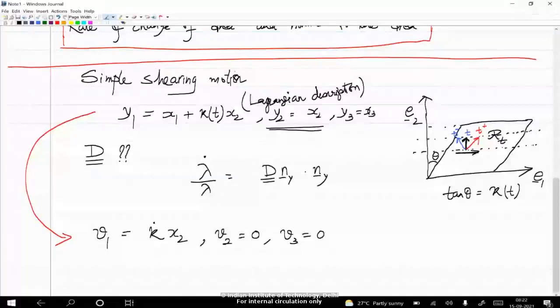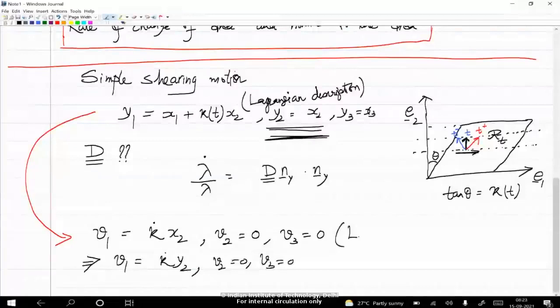So how do I make it Eulerian? You see that y2 is same as x2. So that's quite easy here. That means v1 is simply equal to k dot into y2, and v2 is equal to 0, v3 is equal to 0. So we are very easily able to switch from Lagrangian to Eulerian.